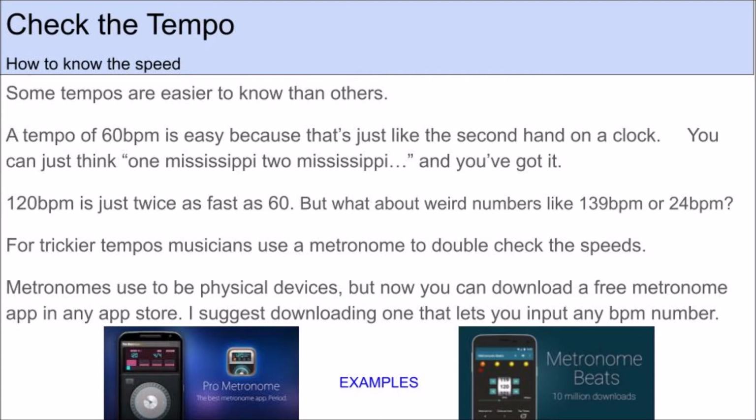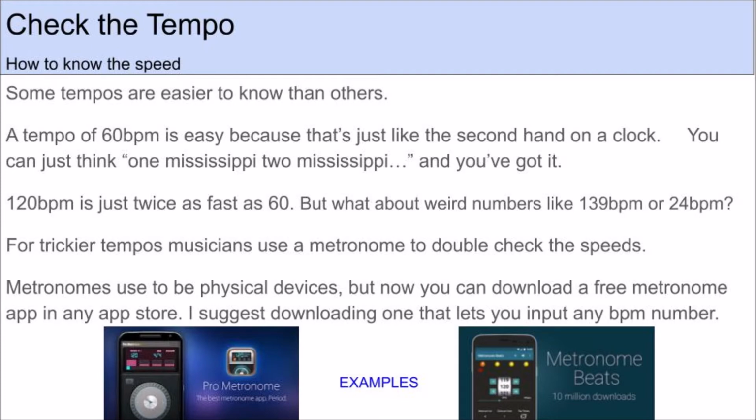Before the digital age, many musicians would have a physical metronome. A metronome is something that lets you set a click sound to a beats per minute rate, and then you can listen to it and play along with your instrument. Today, there are many digital metronomes that you can find for free in the App Store. I've put a couple of the apps down at the bottom of this screen. I recommend finding a metronome.